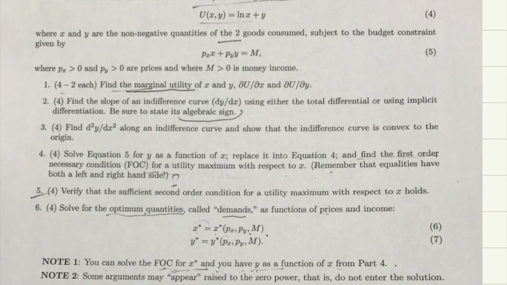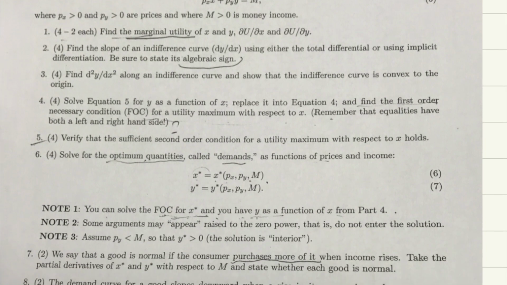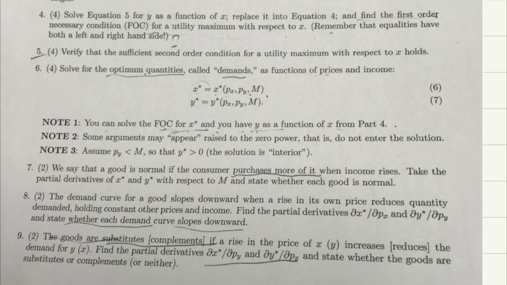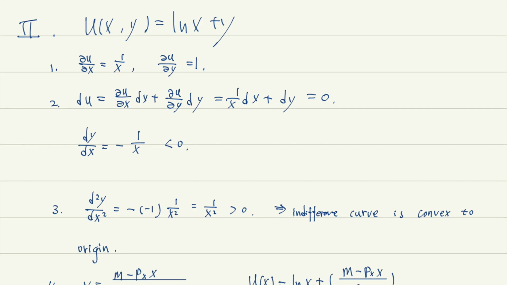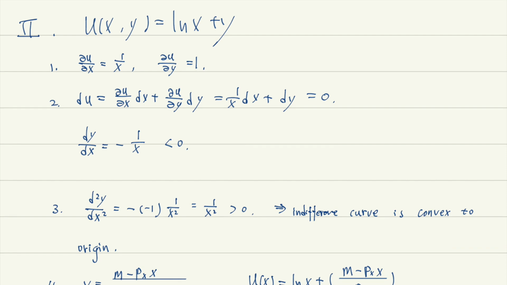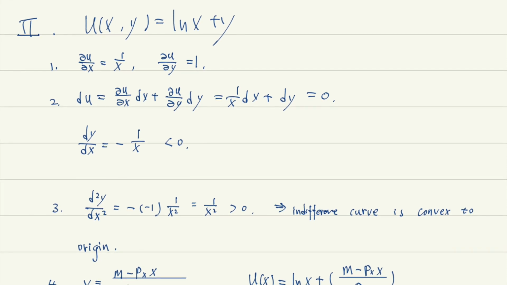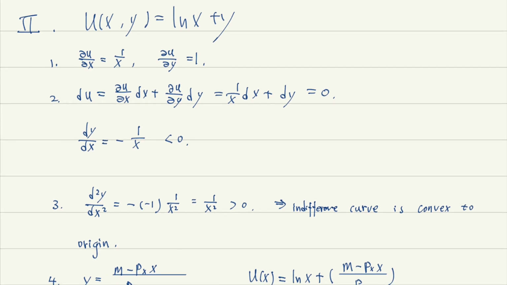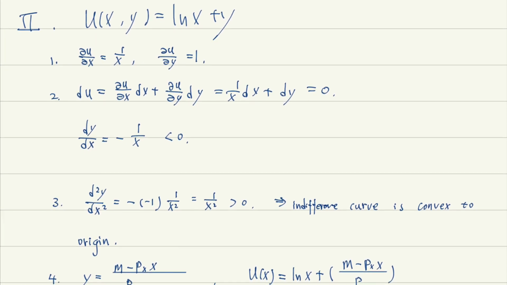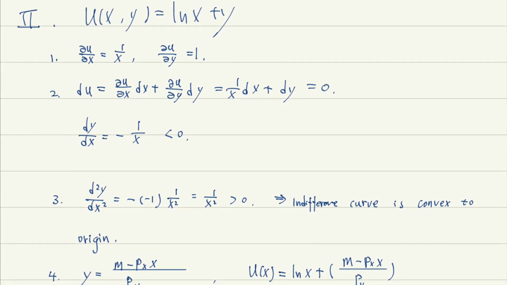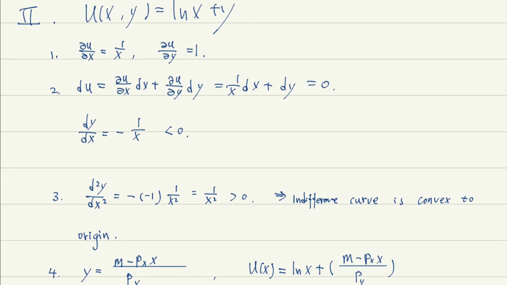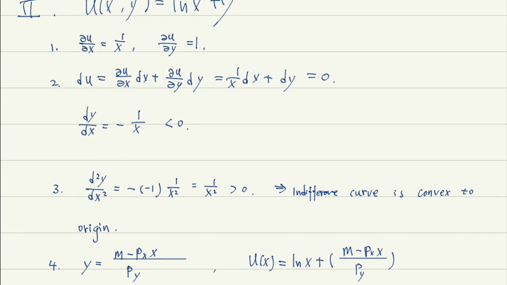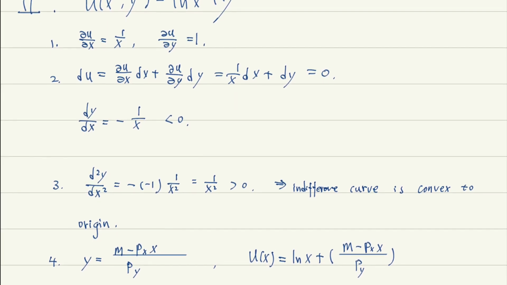Part 2 is about a utility function and a constraint maximization problem. The marginal utility of good X is the partial derivative of utility with respect to the quantity of good X, holding good Y constant. The marginal utility of good Y is the partial derivative of the utility with respect to good Y, holding X constant.